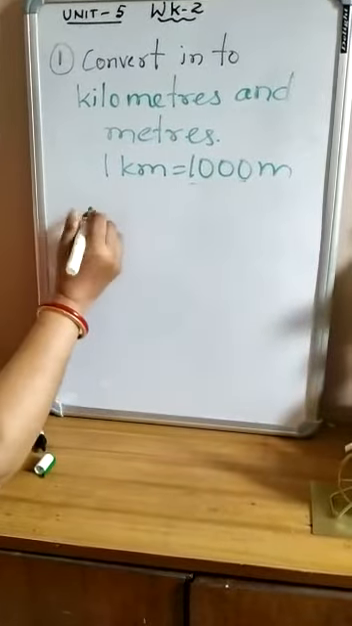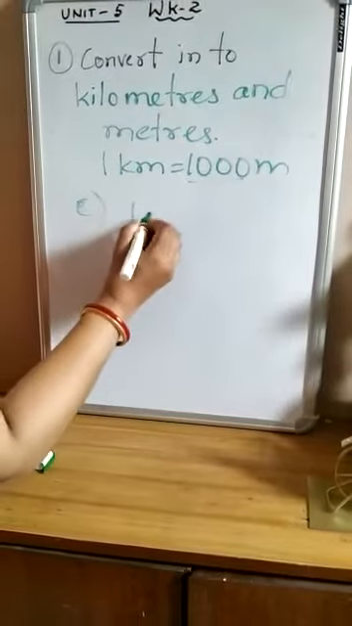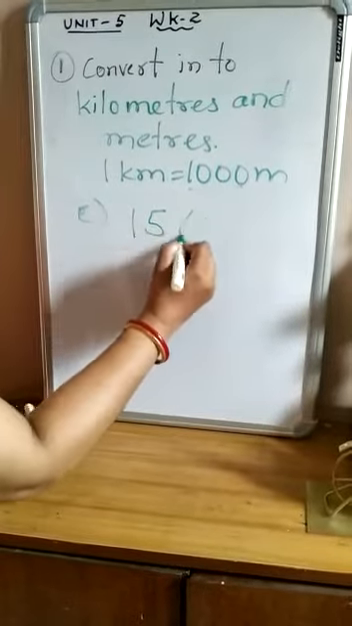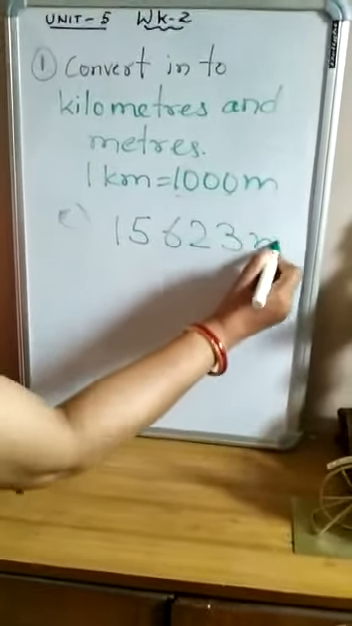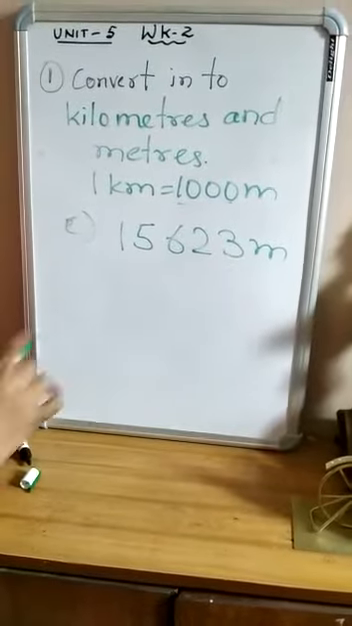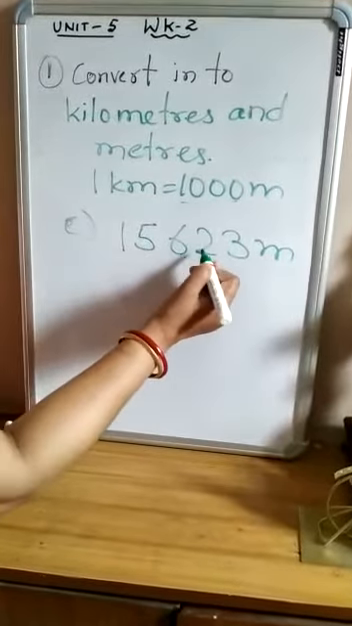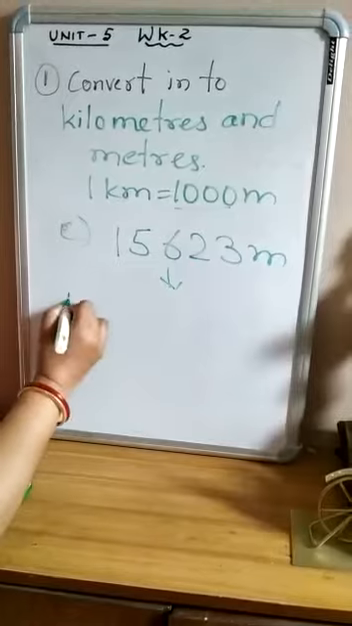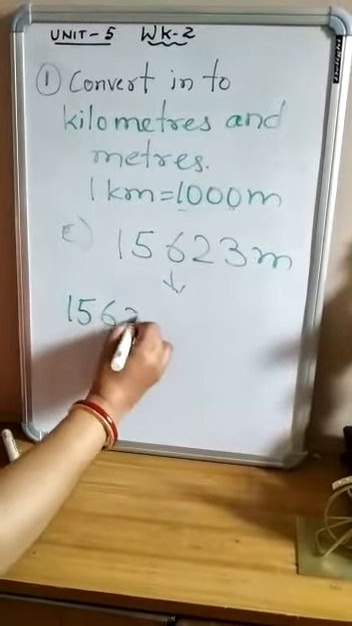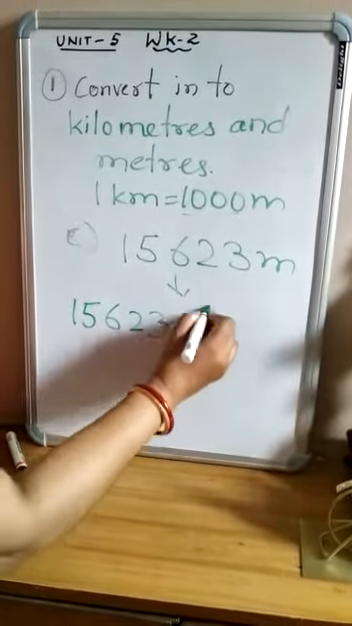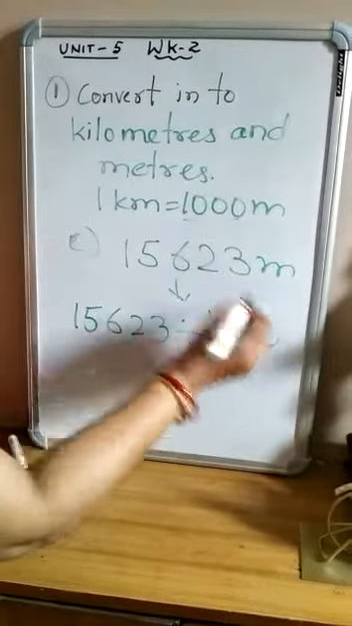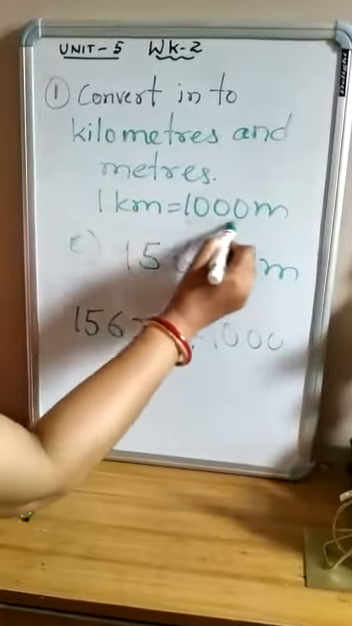Example is 15,623 meter. Here, what is that number of meter? 15,623. What I will do? I will divide 15,623 by 1000. Why? Because 1 kilometer equals 1000 meter.